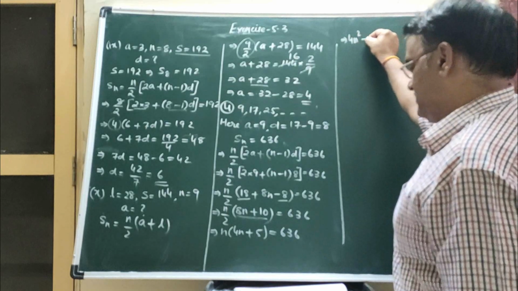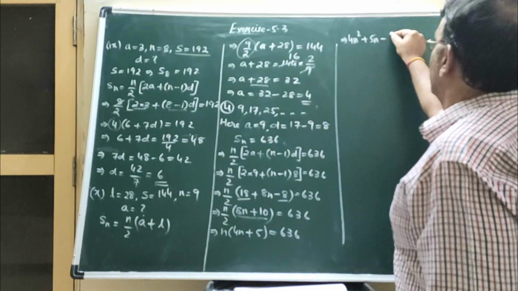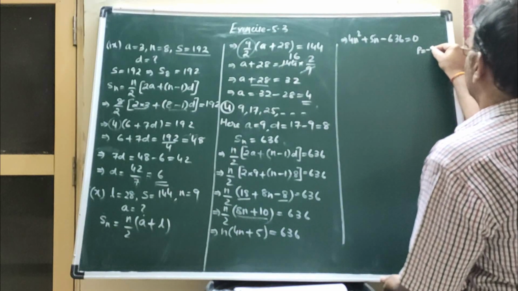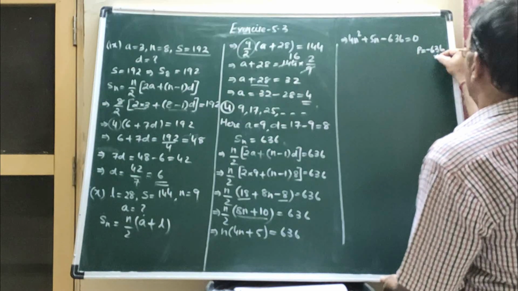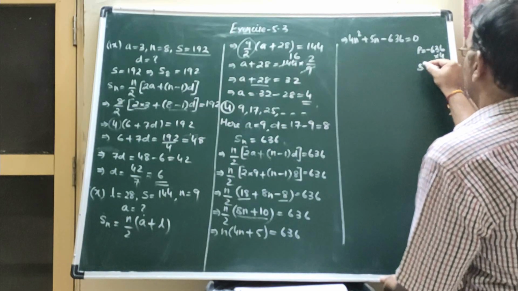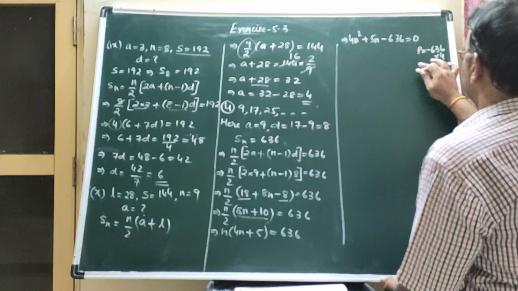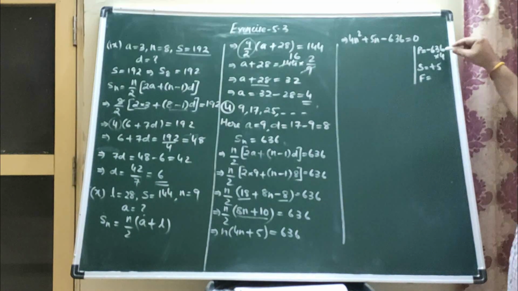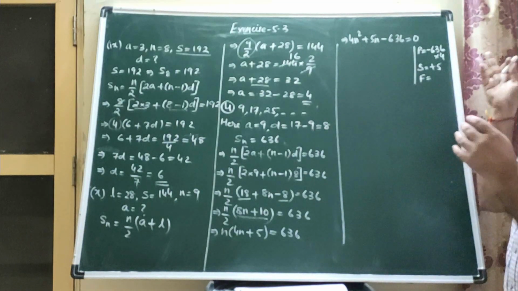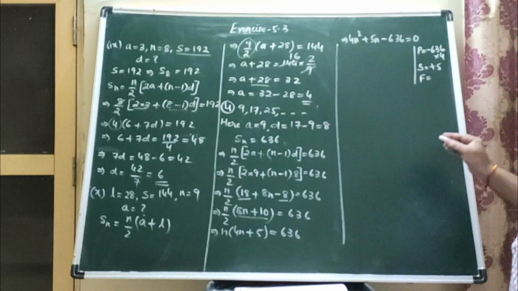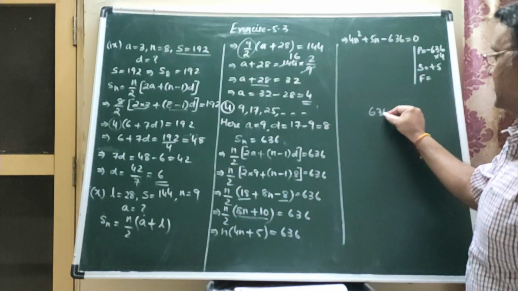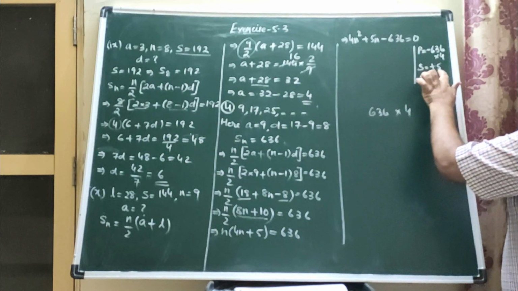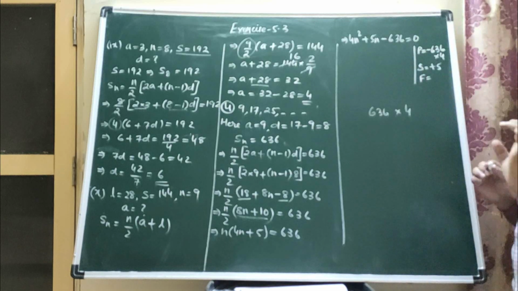4n square plus 5n minus 636 is equals to 0. Now see here, the product is minus 636 into 4, and the sum is plus 5, and we need to find the 2 factors. See carefully, we don't need to multiply and write the product again. Here I'm telling you 636 into 4. This is the product, and its 2 factors are such that their difference is 5. Why? Because the product is negative.